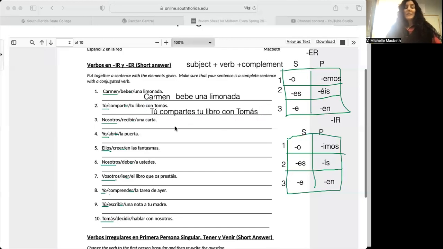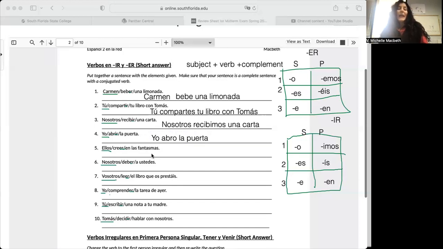So again, let's start with the subject. That's nosotros. Okay? Then we're going to put our verb root, recib, ¿no? And then what is the nosotros form of recibir? It's going to be imos, right? So recibimos una carta. Okay? What's the subject here? Yo. What's the root? Abr. And what is the yo form of abrir? It's first person singular. So abro, ¿no? La puerta. ¿Sí?